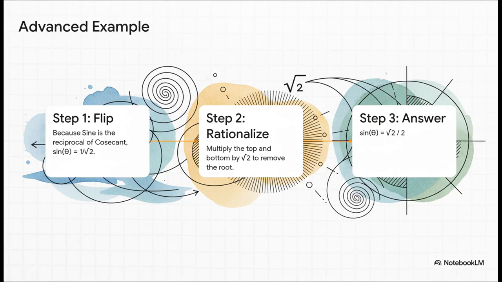Okay, let's up the difficulty just a notch and work backwards. If the cosecant is the square root of 2, what's the sine? Well, first step is the same. Flip it. So sine is 1 over the square root of 2. Now, technically that's correct, but in math, it's considered good manners to not leave a square root on the bottom of a fraction. So we do something called rationalizing, which is a fancy way of saying we clean it up. We multiply the top and bottom by the square root of 2, and we get our final polished answer, the square root of 2 over 2.